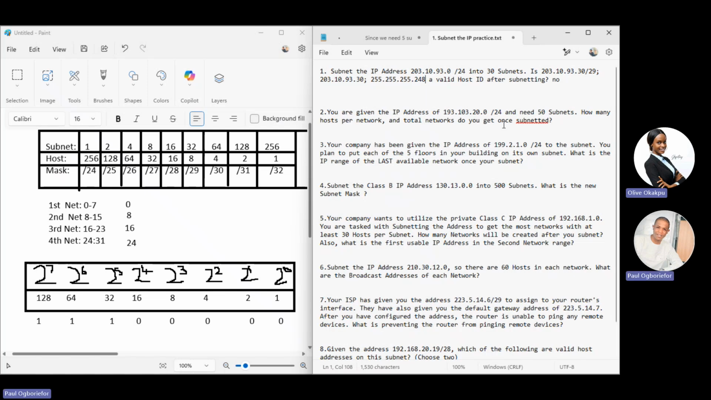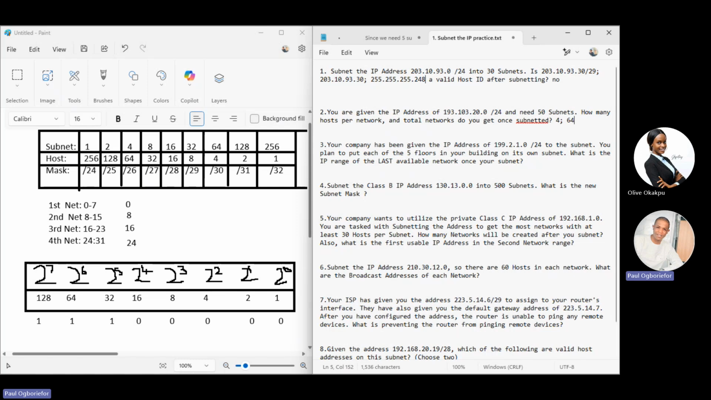4 hosts. But they asked 2 questions, so don't get it wrong. Okay, you get that for any host per network, and total networks, right? Okay, so if it's 4 hosts, that means it should be maybe 64 networks. Okay. 64, 64. Perfect.